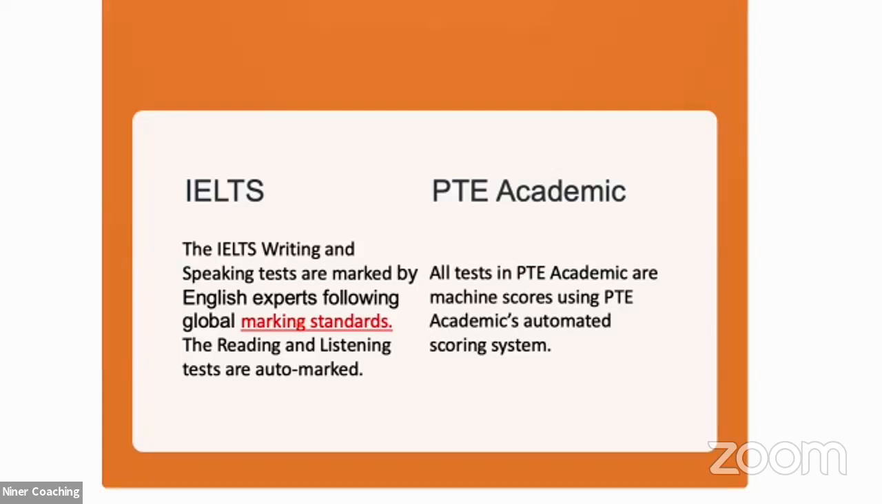Your objective tests are still marked by humans. In the Pearson Test of English, all tests are machine scored.